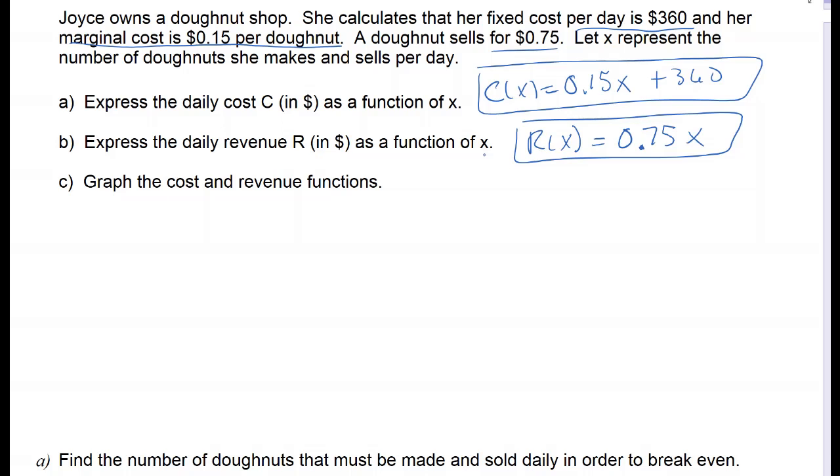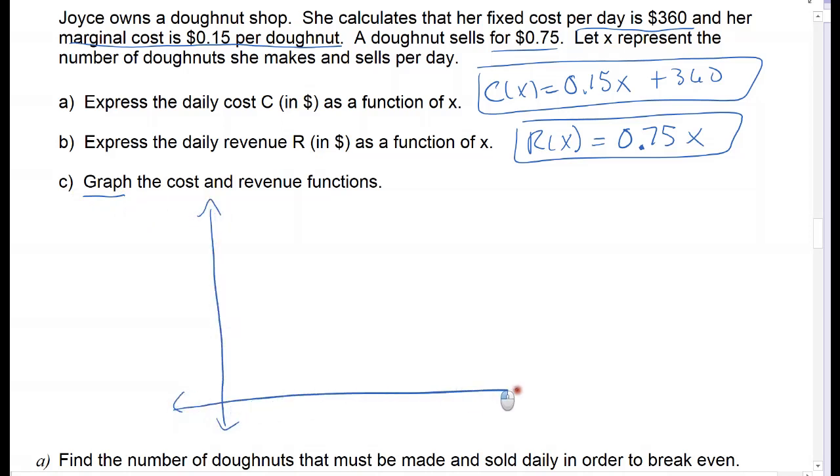The next one, we're going to graph the revenue, and I'm just going to do a simple sketch. I'm not going to go into great detail. It's just a simple sketch of my graph to show you how they behave. So remember, x is the number of donuts.